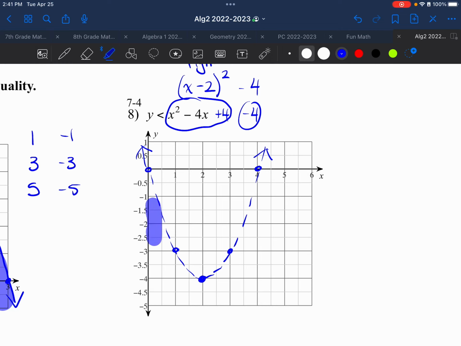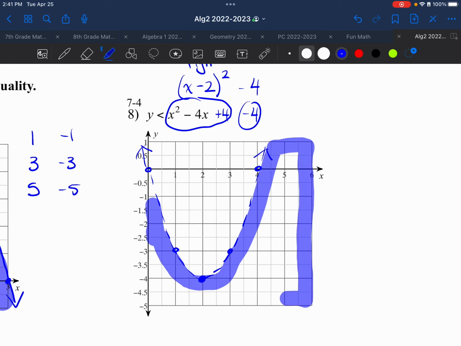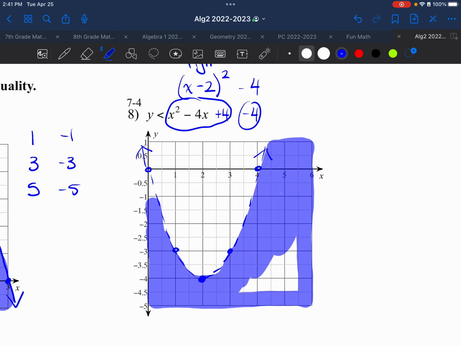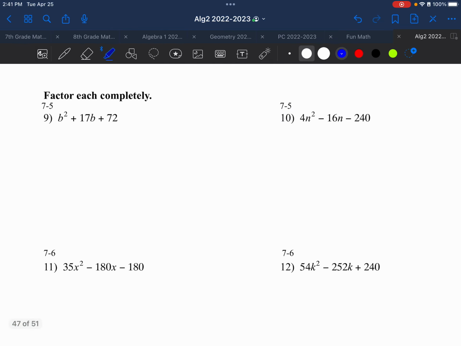I'm going to shade in underneath. I'm going to try to get as close to this line as possible. Shading in underneath, so everything in this area here is fair game on the graph. Everything right here. That's everything that's not above the parabola. Cool, there it is. And then we move on to number 9.